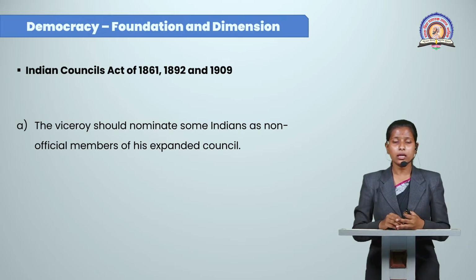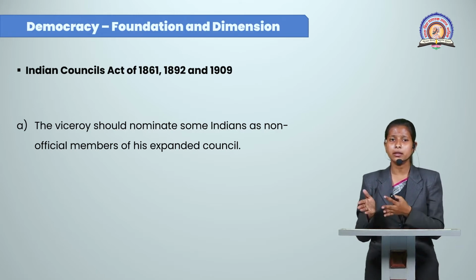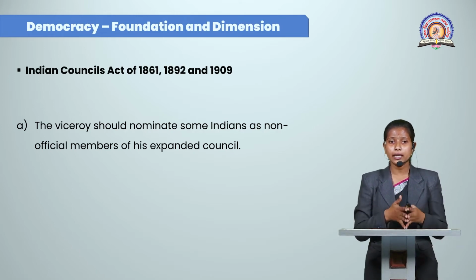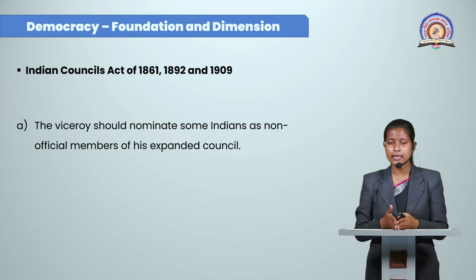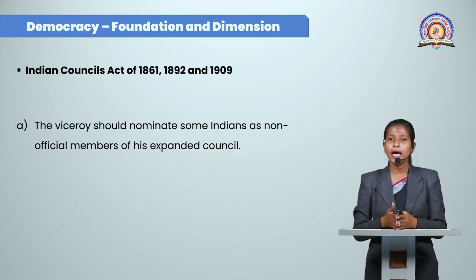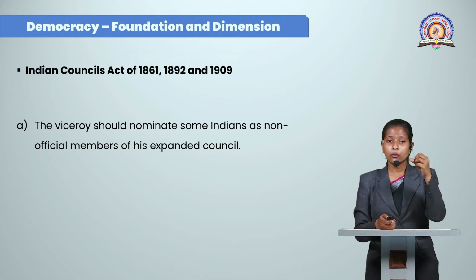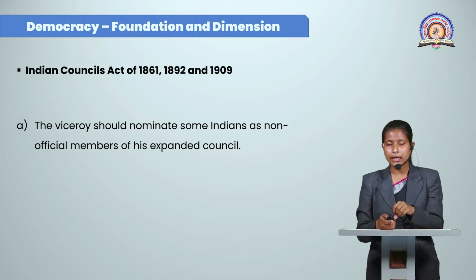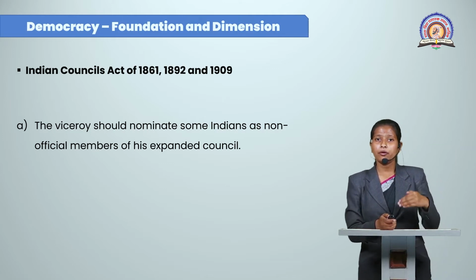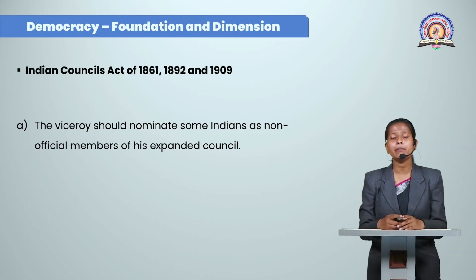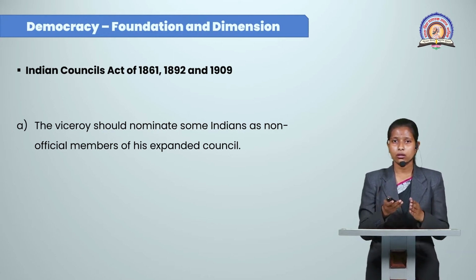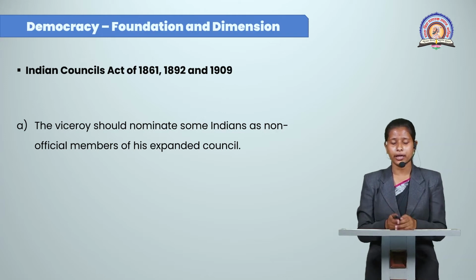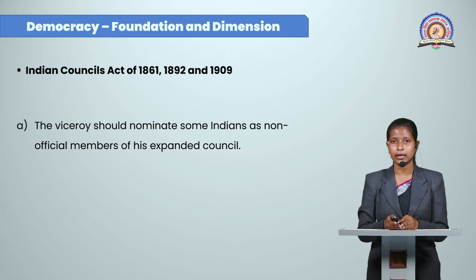They were passed in different years. The first one was the Indian Councils Act of 1861, then 1892 and 1909. So now the Viceroy could nominate some Indians as non-official members of the expanded council. We have seen before that the 15-member council was formed to assist the Secretary of State for India, but Indians were not allowed in it.